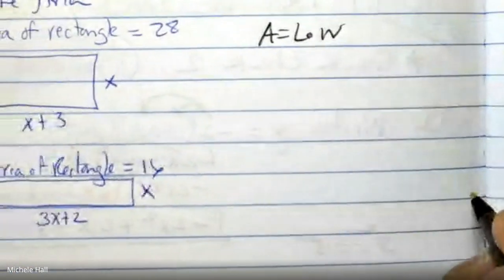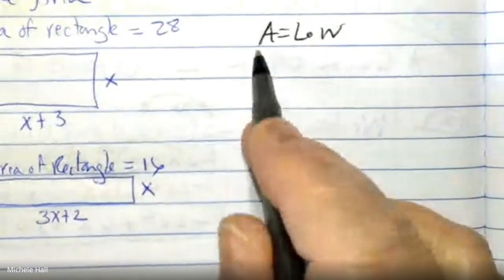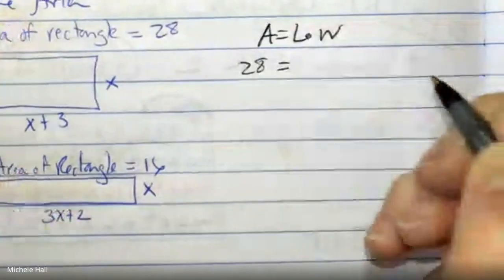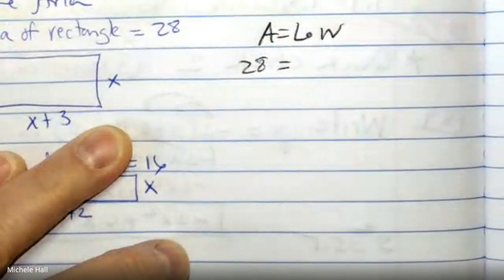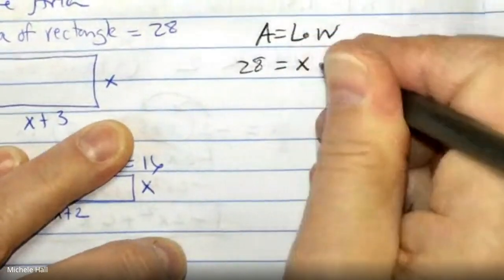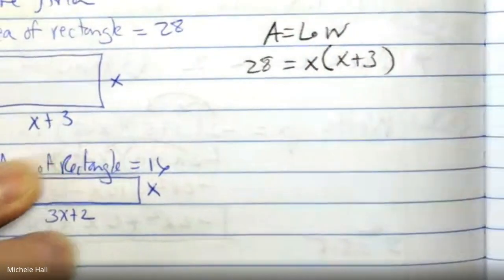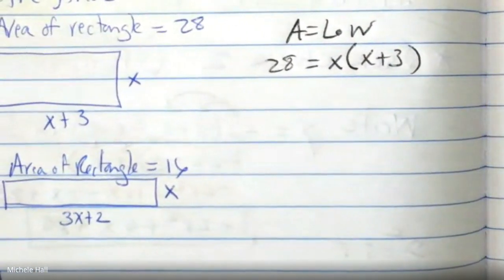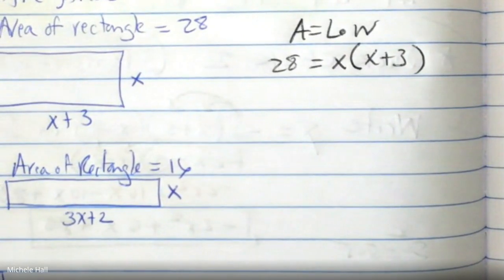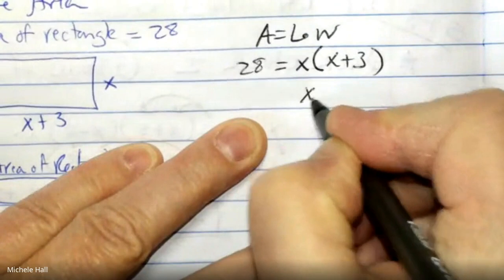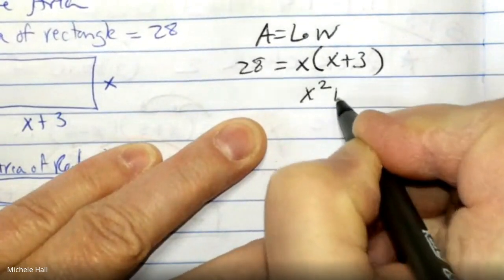And I just substitute in every single thing they gave me. Did they give me area? Yes, it's 28. Length, I don't care which one you call length and width. I'm going to say that the length is x because I want it in front, and then x plus 3. All I need to do is simplify and solve. So I'll start with distributive property. X times x is x squared. X times 3 is 3x.